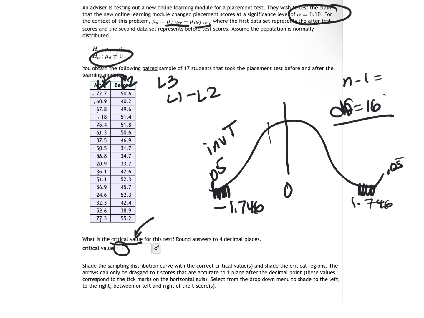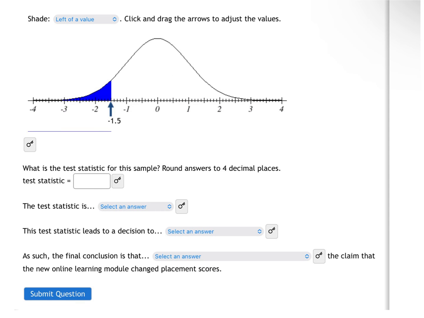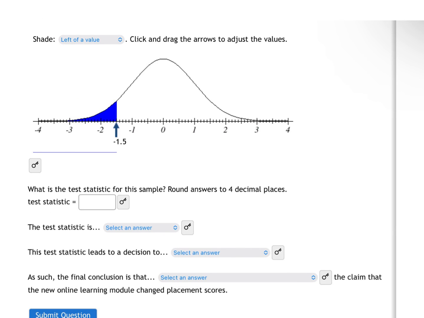I'm sorry, it's actually 1.745883. So 4 decimal places would be 1.7459. All right. And it says drag the arrows to adjust the value, so we would move this little bar up here to say both, to have it split, and you'll move this one down to negative 1.7459 and this one up to 1.7459.